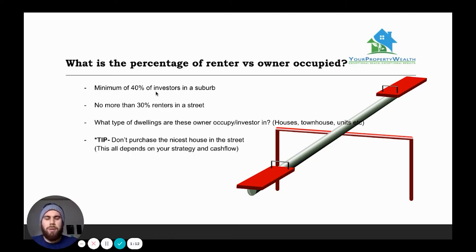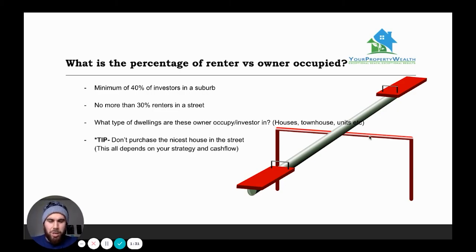It doesn't mean there's no desirability, but not many people want to rent there. It's more of an affordable market. It's a very, very affordable market, and there's a lot of owner-occupiers. So you've got to have this counterweight. It's a pendulum, like a seesaw, like I've got in this little picture. It's like a little seesaw. So you've got to have a balance.